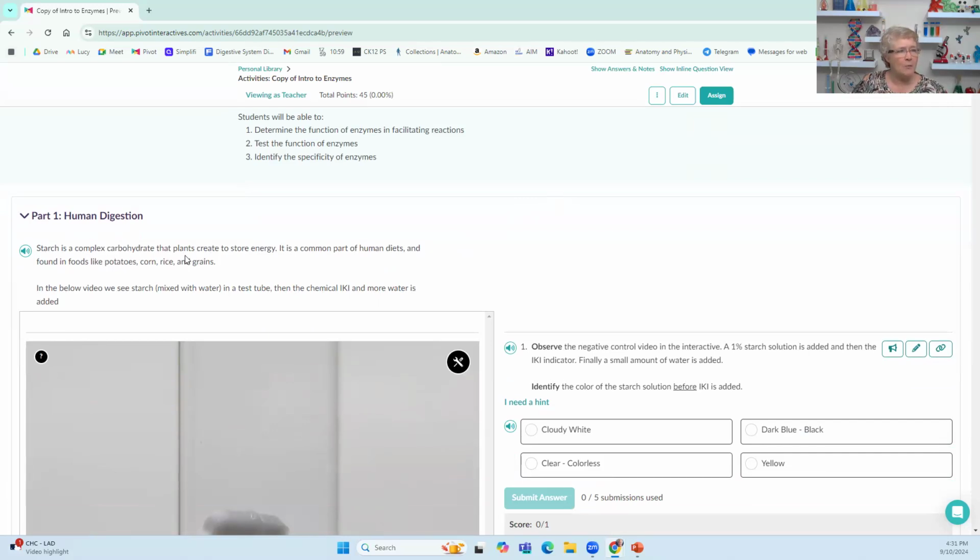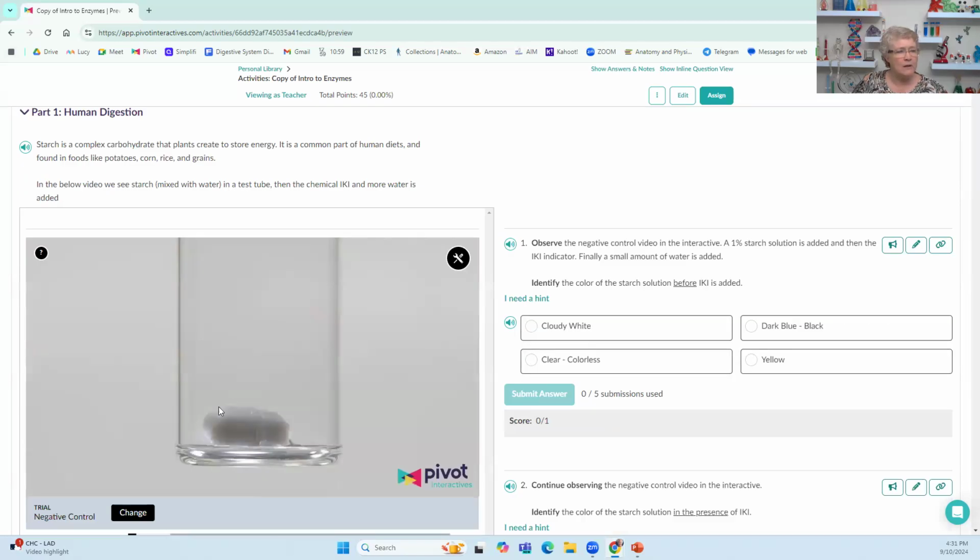Starch is a complex carbohydrate that plants create to store energy. It is a common part of human diets and found in foods like potatoes, corn, rice, and grains. In the video below, we see starch right here mixed with water in a test tube. Then the chemical IKI and more water is added. So IKI stands for iodine potassium iodide, and it is a chemical that is used to detect the presence of starch. We call it a reagent, and it'll tell us if there's starch present. So clearly there's starch present because we have this starch with water in the test tube.